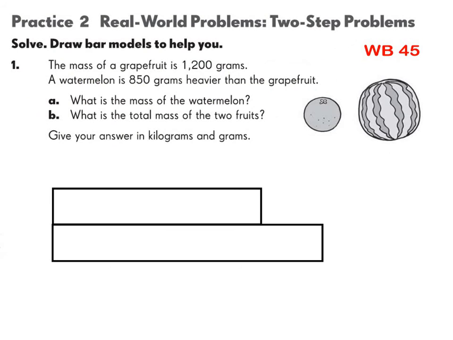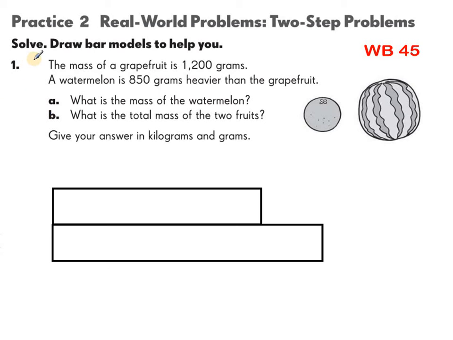So I'm starting here at workbook page 45. And if you need to grab your book and open it, please pause the video and do that. I'm going to start by reading the math problem. It says, the mass of a grapefruit is 1,200 grams. A watermelon is 850 grams heavier than the grapefruit. And I see that it has an A and a B. And I know that the A means step 1 and that B means step 2.